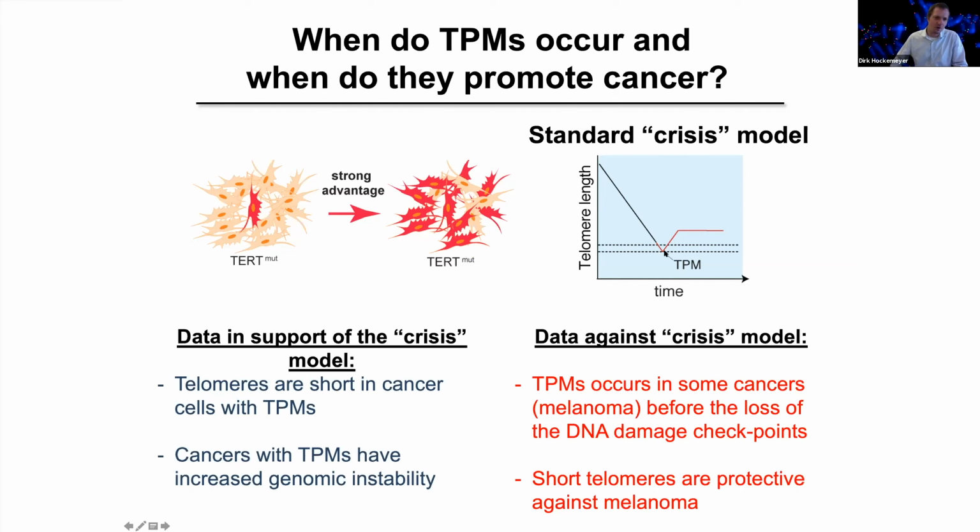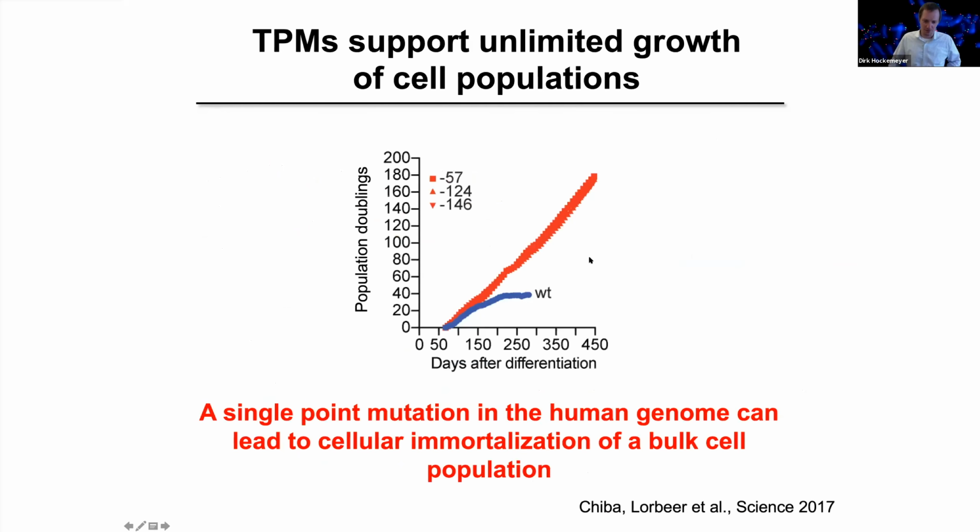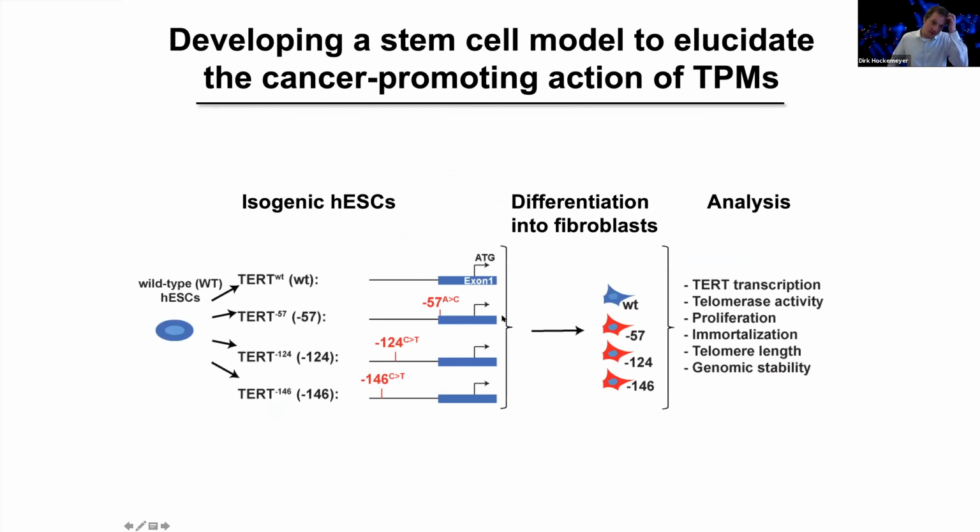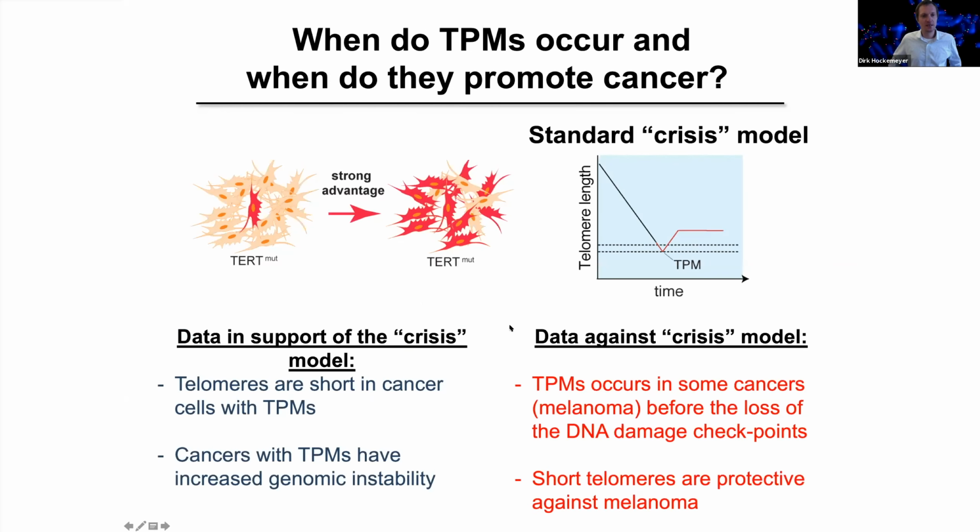What argues for this model is that telomeres in cancers that have these TERT promoter mutations are short. And that is coming out of cancer genome studies. And what supports this model is that cancers with TPMs have an increase in genomic instability.